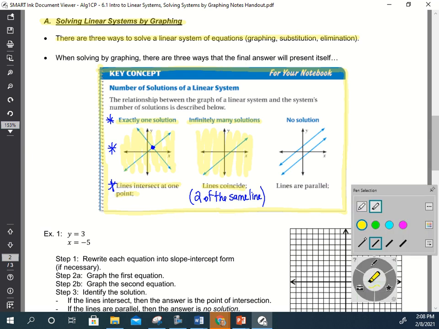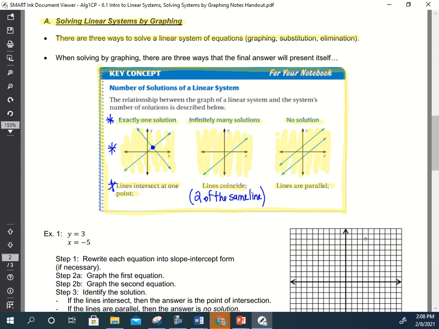And then the third type is called no solution. No solution means you're going to have two parallel lines. If two lines are parallel, that means they will never intersect. They will never touch each other. So those are the three types that you would see when we're graphing.